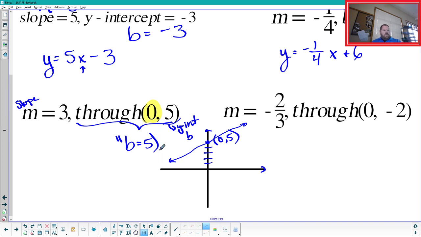Don't know why I did that. I don't know why I put a parenthesis there. It's just a fancy way of saying that b is equal to 5.